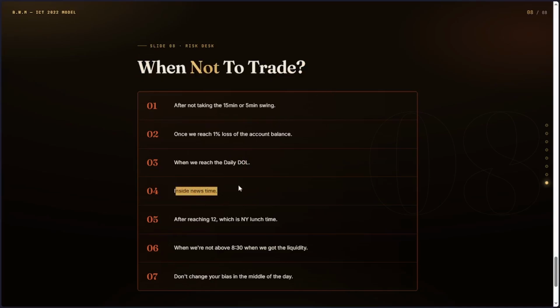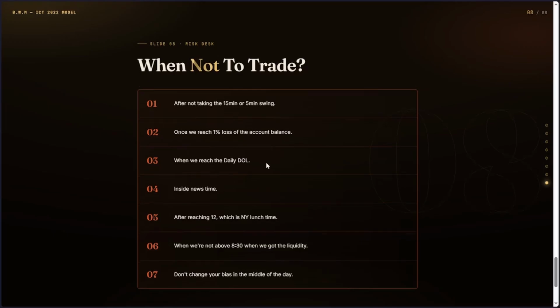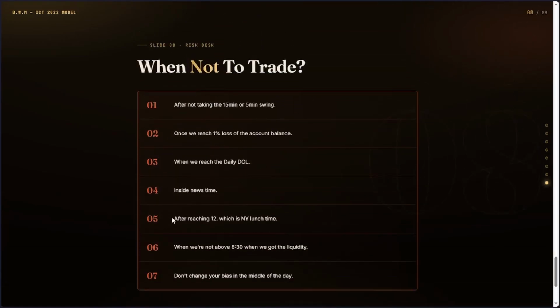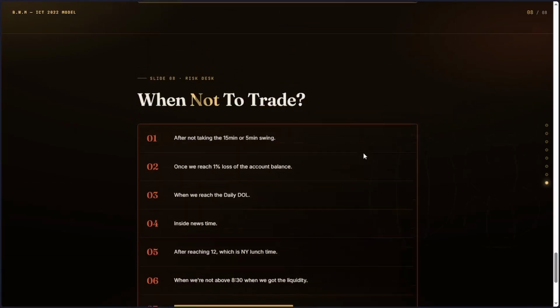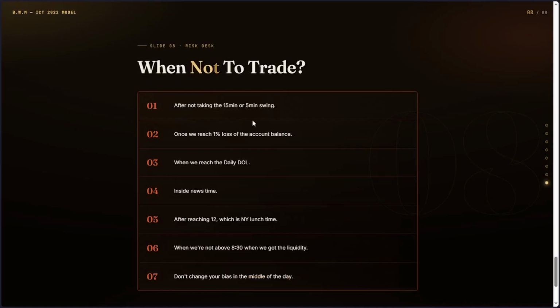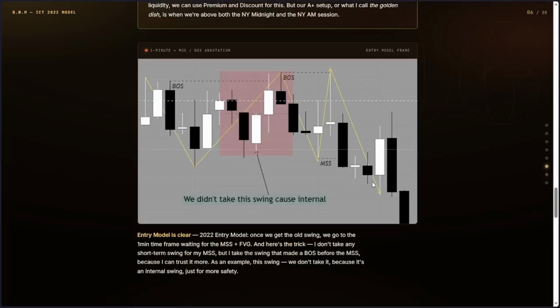Inside news, of course, there's a lot of volatility there. We're not gamblers. The fifth one, after reaching the New York lunchtime, which is 12, when we're not above 8.5, yeah, that's for the A plus setup, and not changing our bias in the middle of the day. That's one of the rules that I want you guys to stick to, okay? Stick with one bias, don't let the market play with you. Make your analysis, and once you decide which bias you are, then go for the 1 hour time frame. That's it, guys, for today.